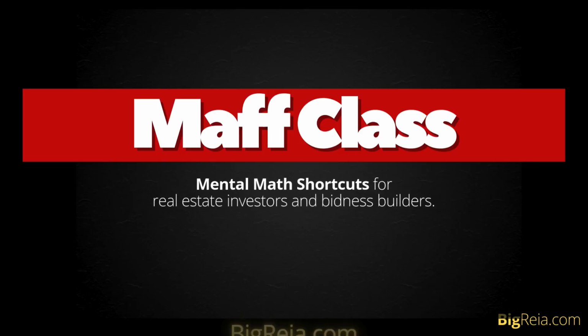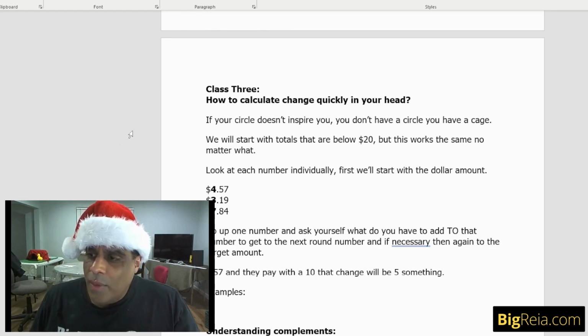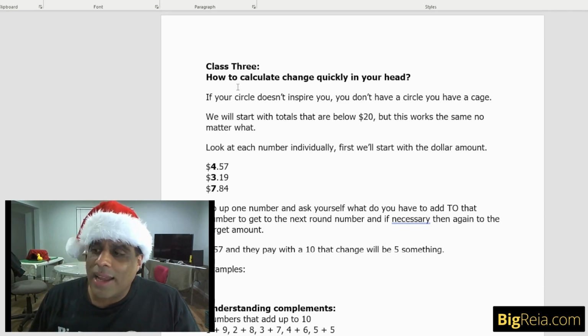Math shortcuts for real estate investors and business owners, how to get better at your math. If you guys like these classes, let me know because I can do more. I want to make sure that you guys are enjoying these though. So you guys are enjoying these though, right? Here in live, you guys don't really have a choice. So class three, how to calculate change quickly in your head.